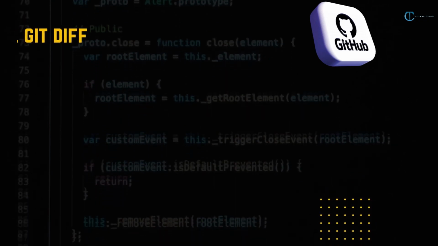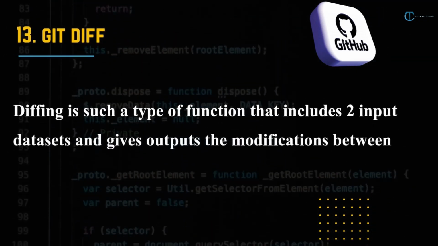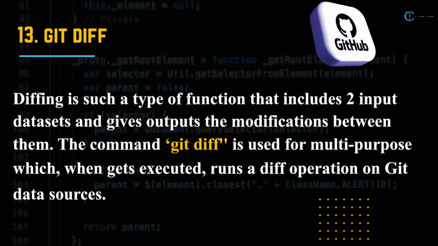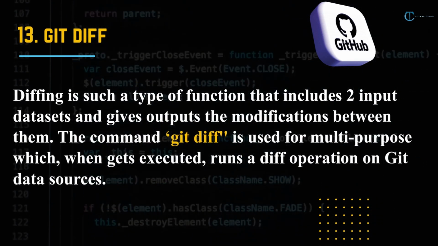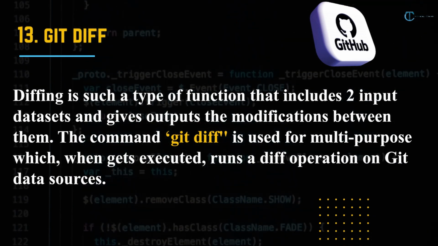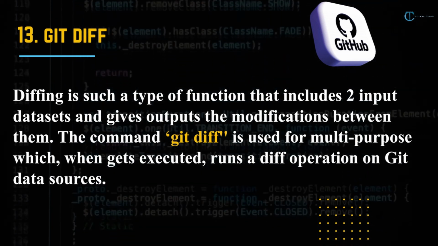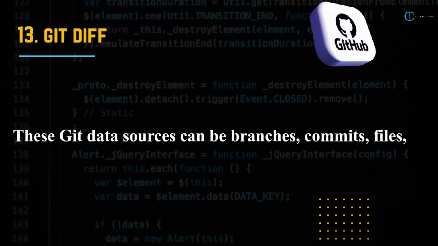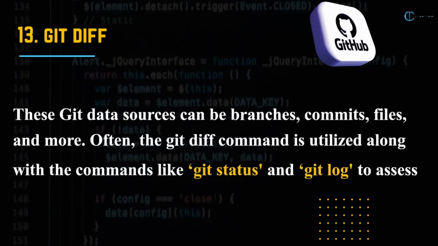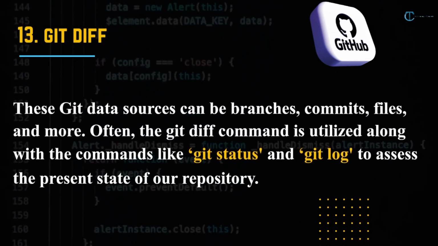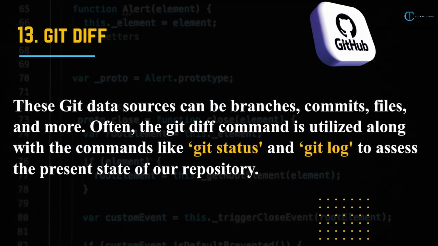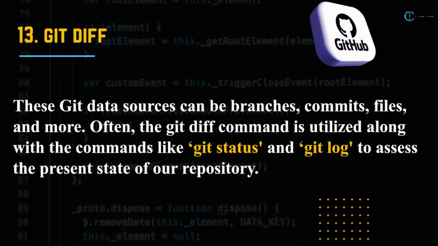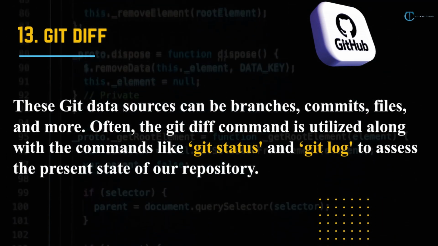13. Git diff. Diffing is a type of function that takes two input datasets and outputs the modifications between them. The command git diff is used for multiple purposes, which, when executed, runs a diff operation on git data sources. These git data sources can be branches, commits, files, and more. Often, the git diff command is utilized along with commands like git status and git log to assess the present state of our repository.